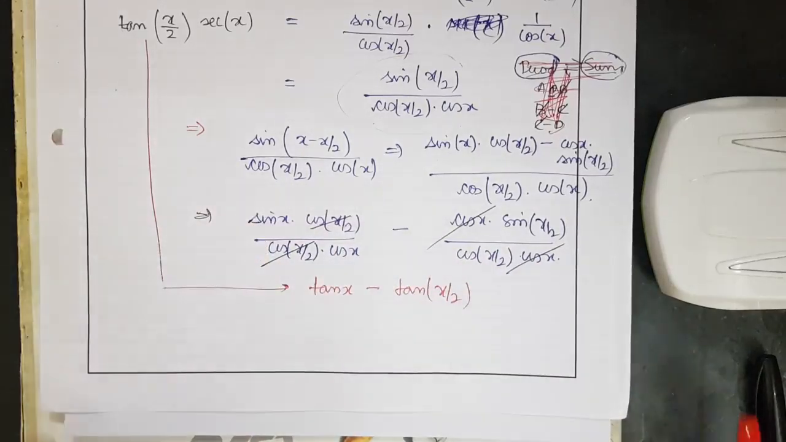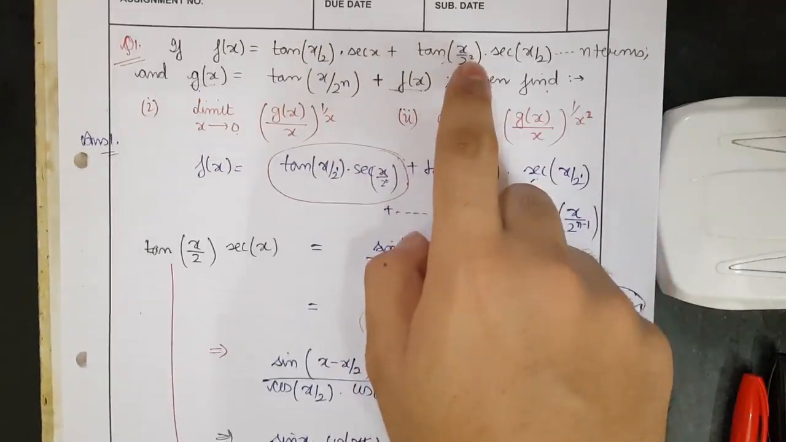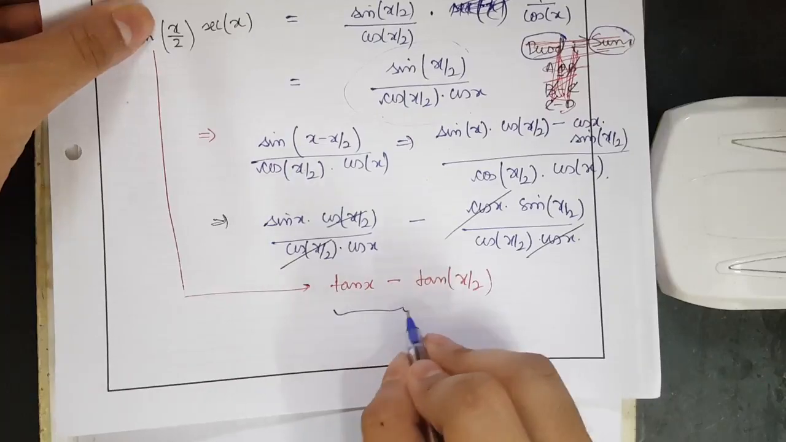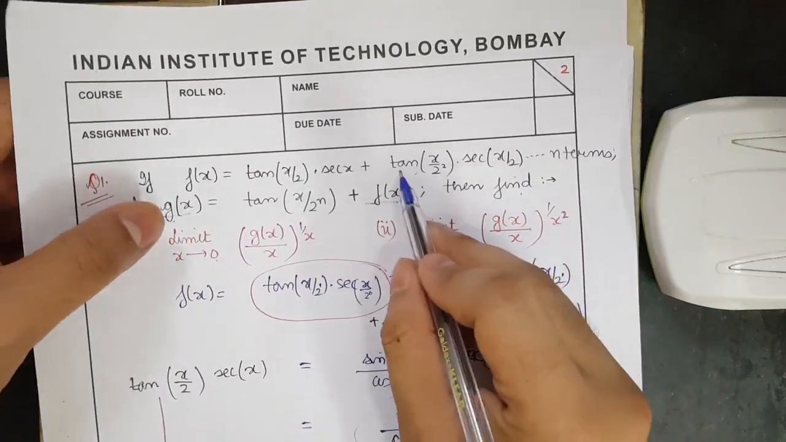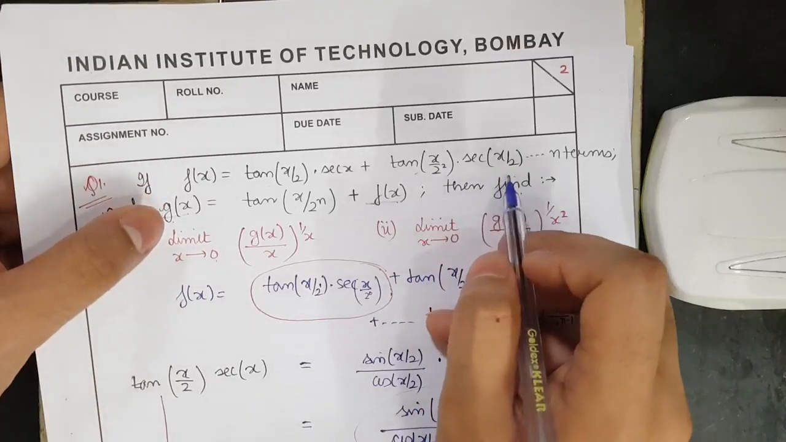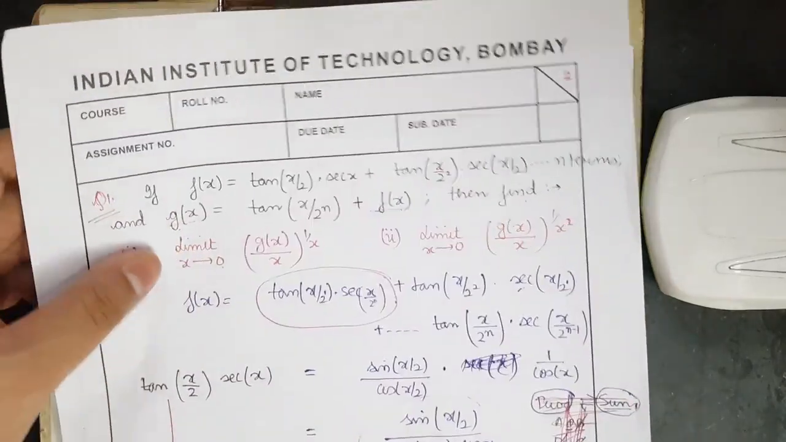Now let us resolve the second part for this question. Okay, the second part here. Now we have resolved the first part in this manner. Let me take it to be equation 1. Now we need to find the second term, which is tan x by 2 raised to power 2 into sec x by 2. So let us see how we can do this one.